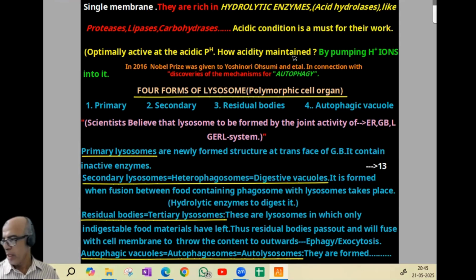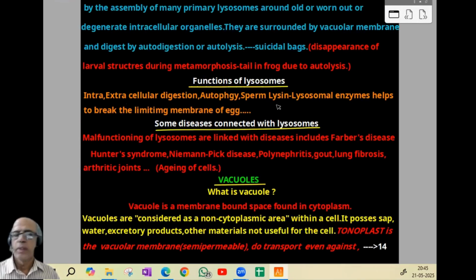They are formed by the assembly of many primary lysosomes around old or worn out or degenerate intracellular organelles. They are surrounded by vacuolar membrane and digested by autodigestion or autolysis, commonly called suicidal bags. Now, disappearance of larval structure during metamorphosis. Typical example is tail in frog due to autolysis.